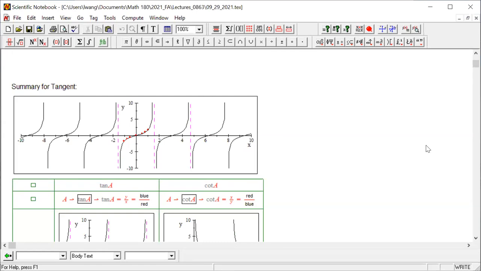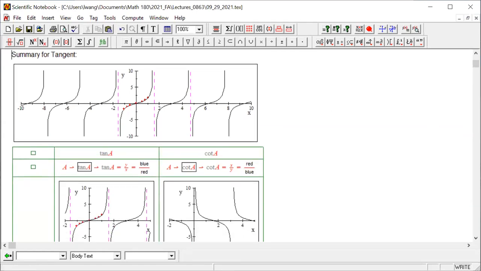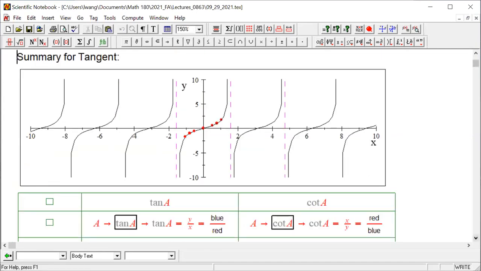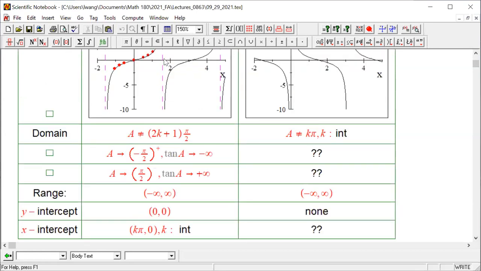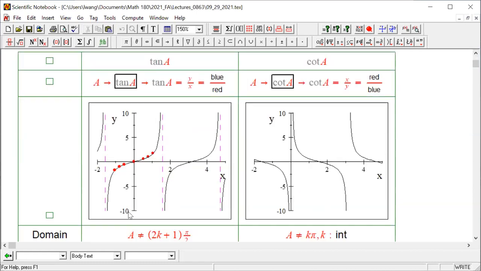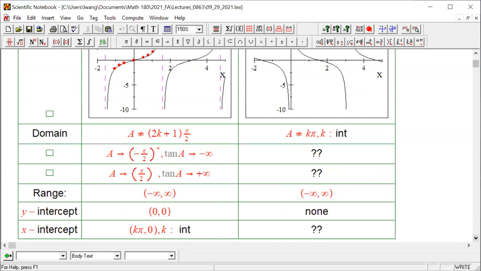Summary on tangent. The curve is slightly different because we use the red today. Domain, range, no issue. So right now you're looking at the second column. That's for tangent. Cotangent, I'm going to leave it for you. You guys do everything about cotangent.